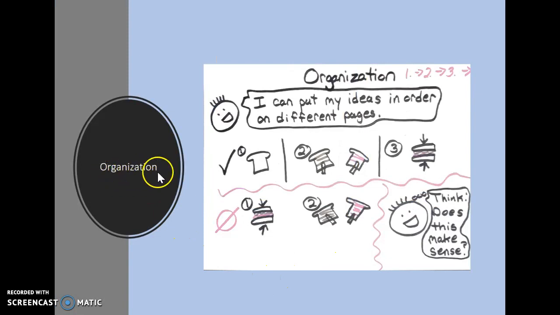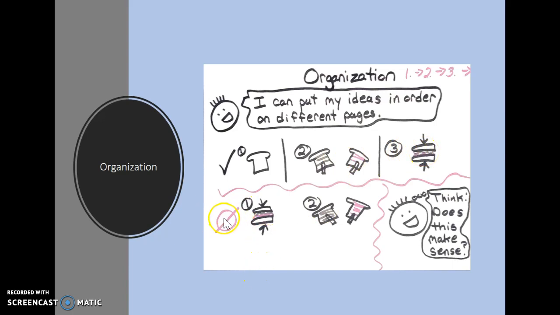The next word I want to talk about is organization. Organization is when you put your ideas in order on different pages. And you think to yourself, does this make sense? For example, on page 1, I would talk about getting the bread, and page 2, I would talk about putting peanut butter on one side, putting jelly on the other, and then on page 3, I would talk about squishing it together. That's the correct order in which you would make a peanut butter and jelly sandwich.